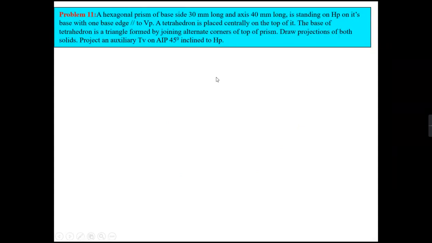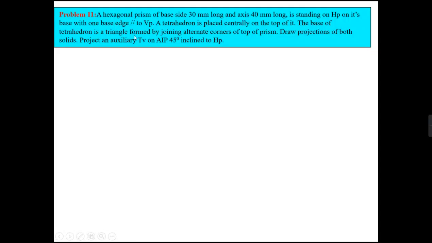So the next problem is given. Moving on to the next problem: a hexagonal prism with a base side 30 mm long and an axis 40 mm long is standing on the horizontal plane on its base, with one base edge parallel to the vertical plane. A tetrahedron is placed centrally on the top of it, which means there are two solids, one a hexagonal prism and the second a tetrahedron.